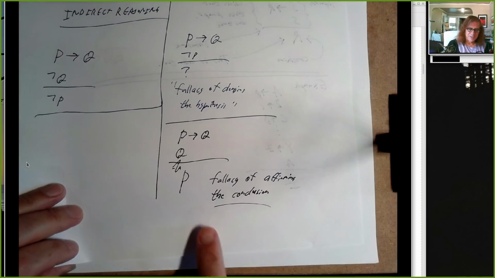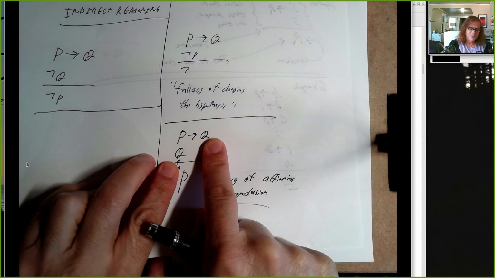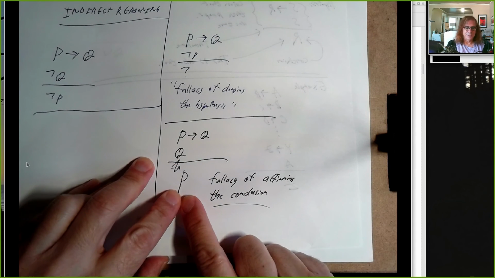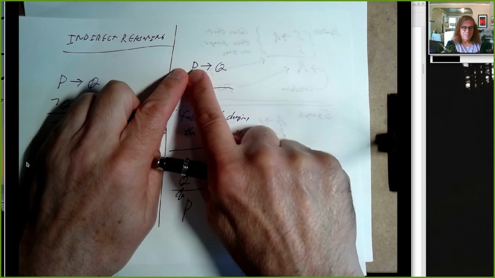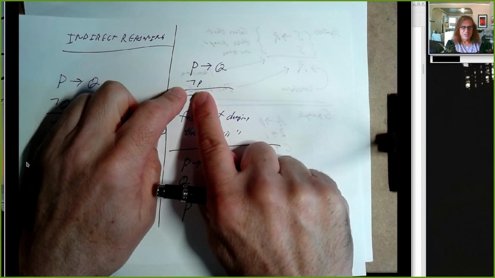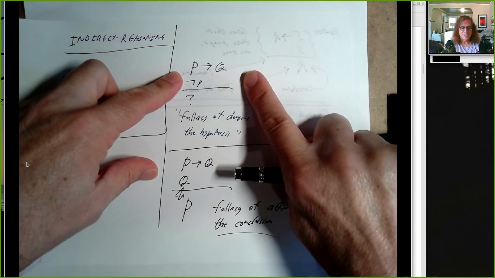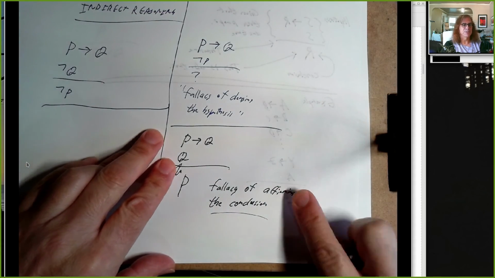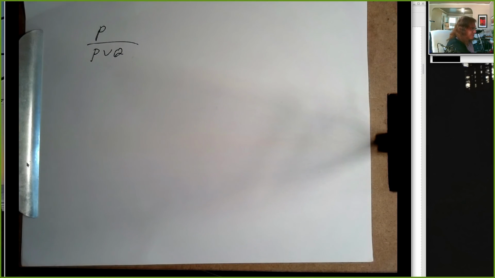Sorry, back to the name. So this is the fallacy of affirming the conclusion, because what we have is a conditional statement and we're supposing the conclusion is true, it's affirmed, and we come to a fallacy. This first one, we have a hypothesis implies conclusion, and we deny the hypothesis, and that leads to a fallacy. So this is the fallacy of denying the hypothesis. This is the fallacy of affirming the conclusion. And we will go through those again in more detail.